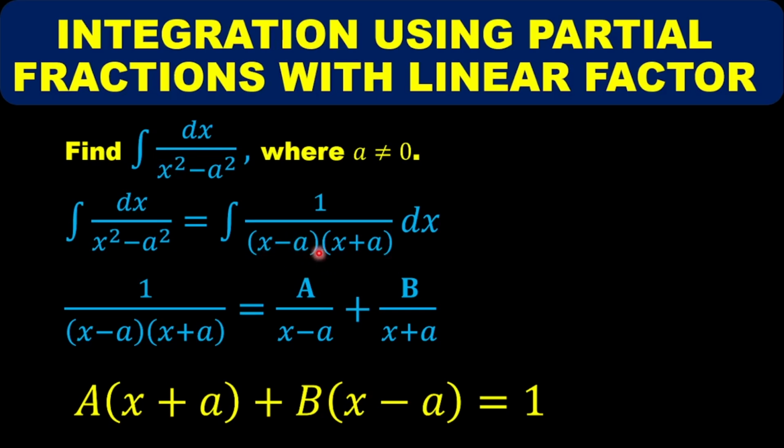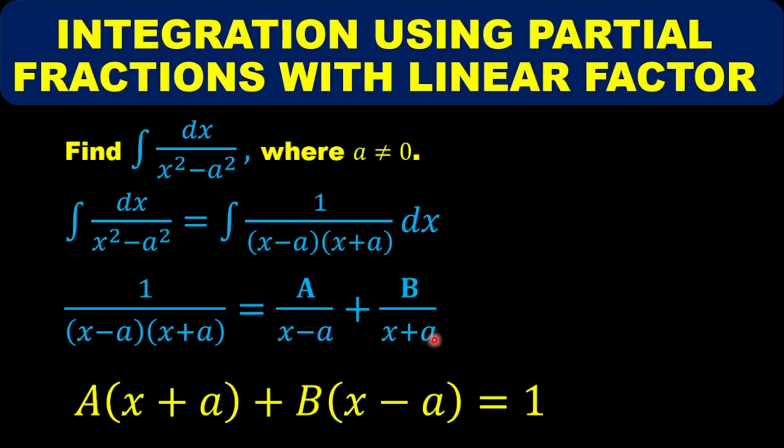Now once again, these are linear factors. So the first denominator should be given a numerator of A. That's how you see A over x minus a. So this x minus a is the first denominator here. And then the second one will also be given a numerator of B. So we have B over x plus a.